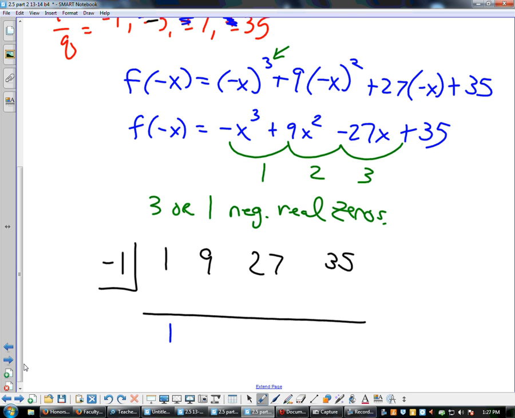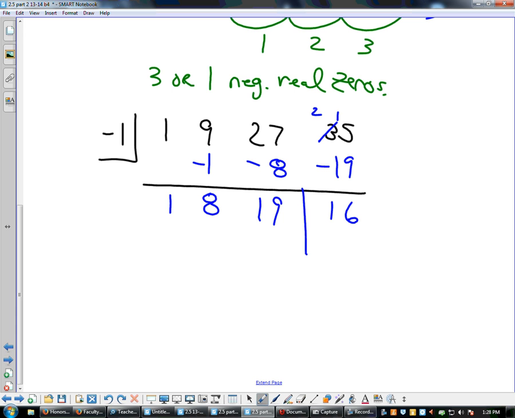So I bring down the 1, multiply, and I get negative 1. Add, I get 8. Multiply, I get negative 8. Add, I get 19. Multiply, and I get negative 19. Add, 35 plus negative 19, and I get 16. And that's positive. So that means what? Is negative 1 going to be a lower bound?